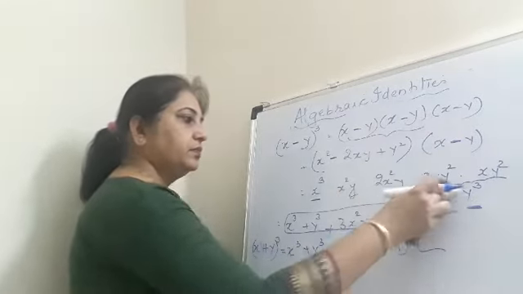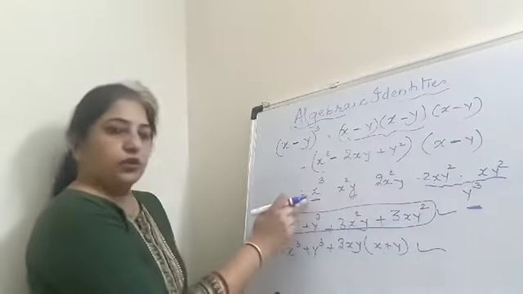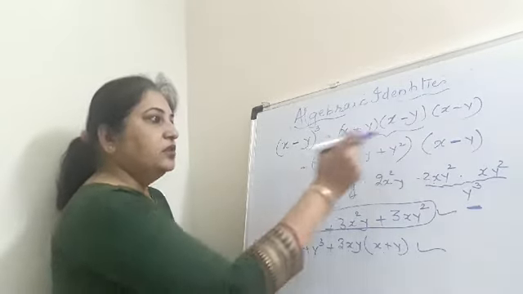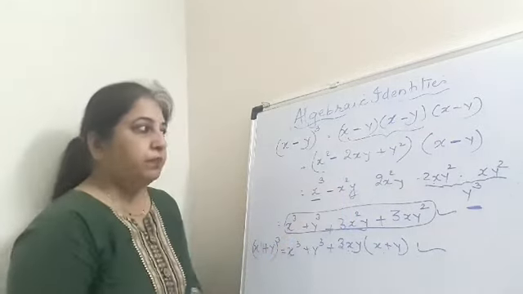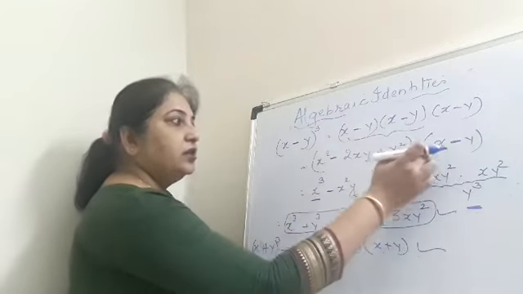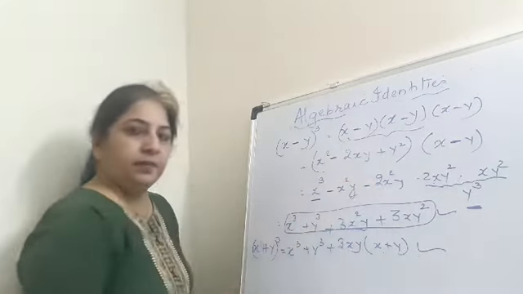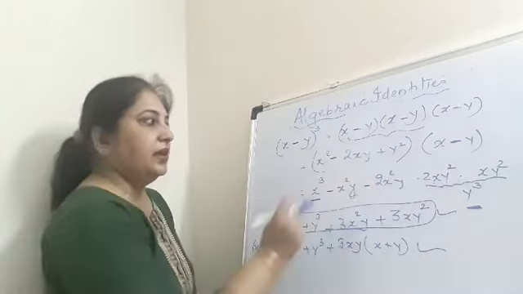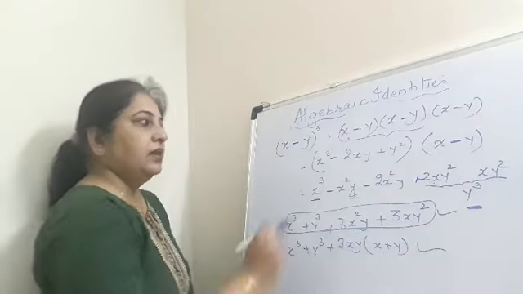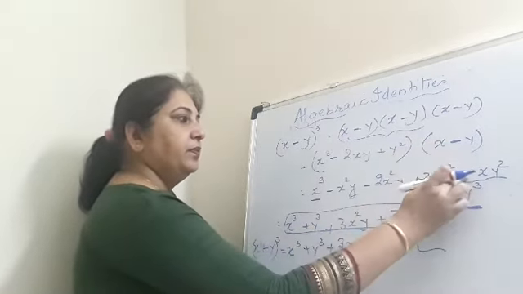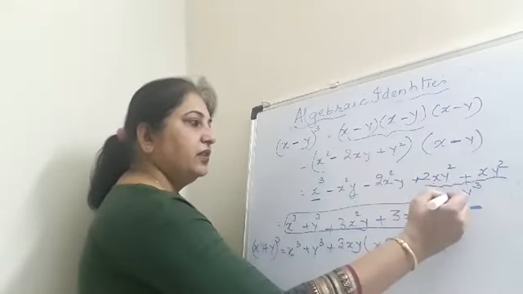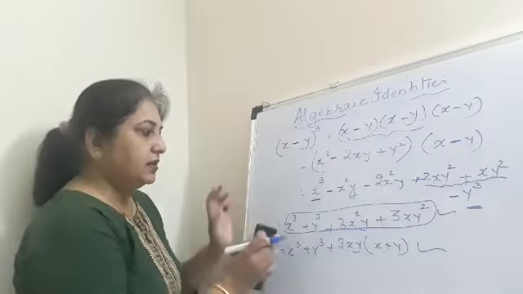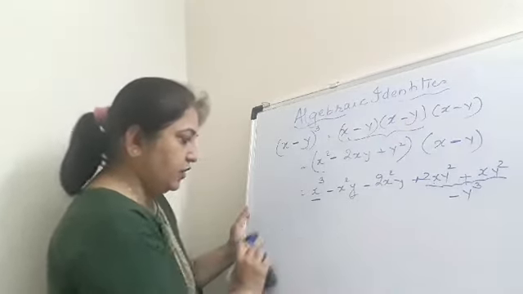Okay, so x square into x gives x cube, right? x square into minus y will give you minus x square y. Then minus 2xy into x will give you minus 2x square y. Then minus 2xy into minus y will give you plus 2xy square. Then y square into x will be xy square, and y square into minus y will give you minus y cube. So what has happened, the terms are same but the signs have changed.